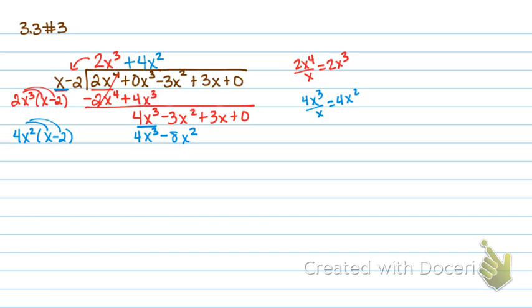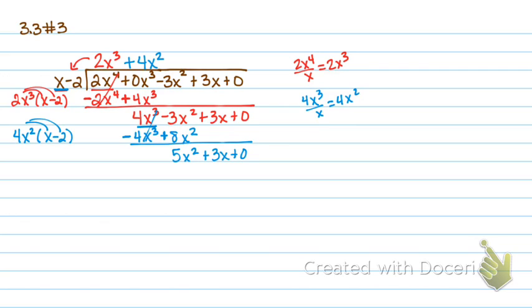And then remember, you're going to subtract all of that, so that means change the signs of both of them. So then combine them. So 4x cubed minus 4x cubed cancels. Negative 3x squared plus 8x squared gives us 5x squared. And bring down the rest.